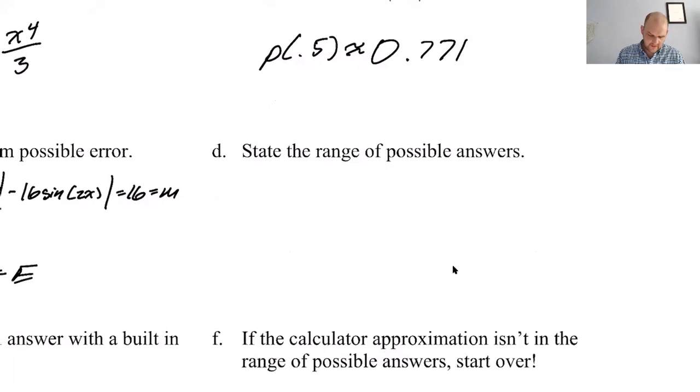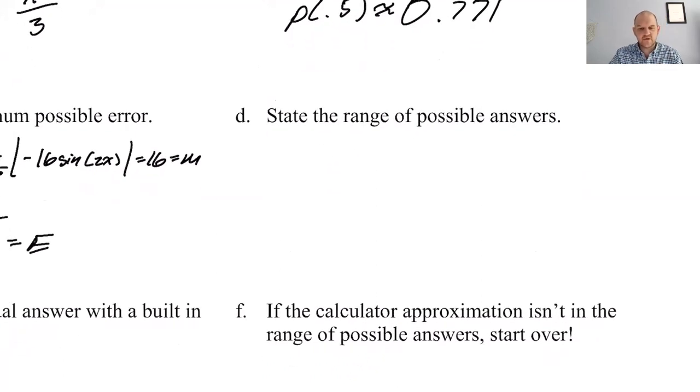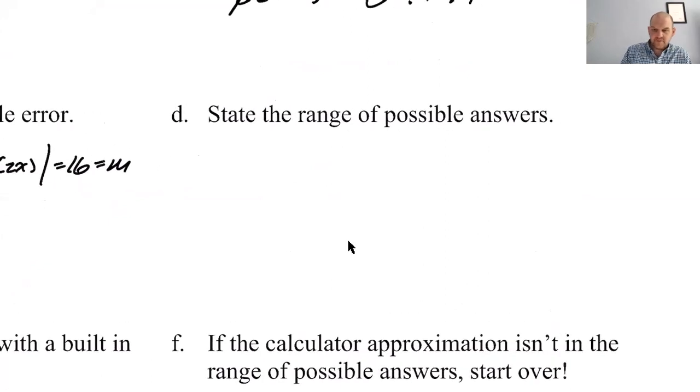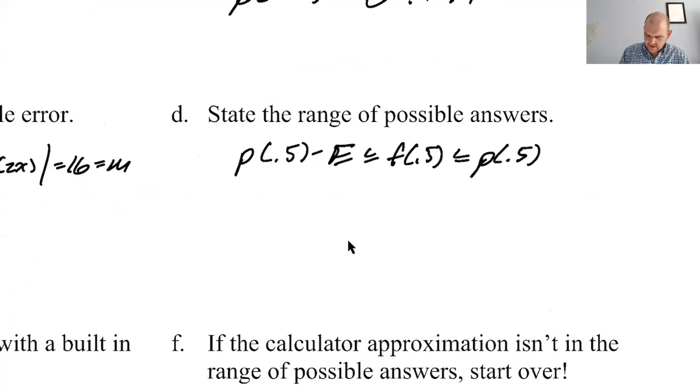I feel like a lot of my students watch the videos on 2x speed. I don't know how that works out for them, but that's also definitely what I would do. So P of 0.5 minus E less than or equal to F of 0.5 less than or equal to P of, because it's a lot, man.